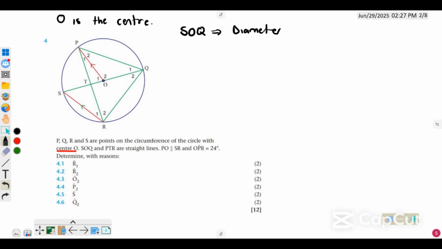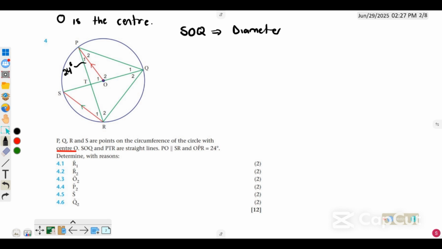What else do we have? PO is parallel to SR. PO is that radius there, and then we have SR right there. OPR is 24 degrees. Where's OPR? Here we have O, P is there, and R is this angle right here. OPR, angle P1, is 24 degrees. Determine with reasons the size of the following angles. The first one is angle R1.